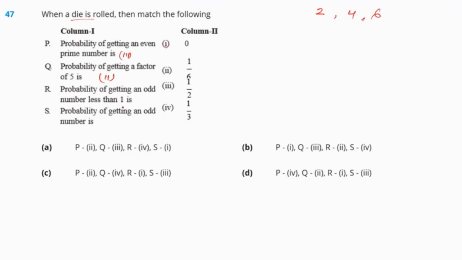Probability of getting an odd number less than 1: an odd number less than 1 is 0, which is not possible. Probability of getting an odd number is 1 by 3, which is 4. So the sequence needs to be third, second, first, fourth. Even prime number is 2 only, so that is 1 by 6. That needs to be second. Factor of 5 is 1 and 5, so 2 by 6 gives us 1 by 3. Second, fourth, first, and third.